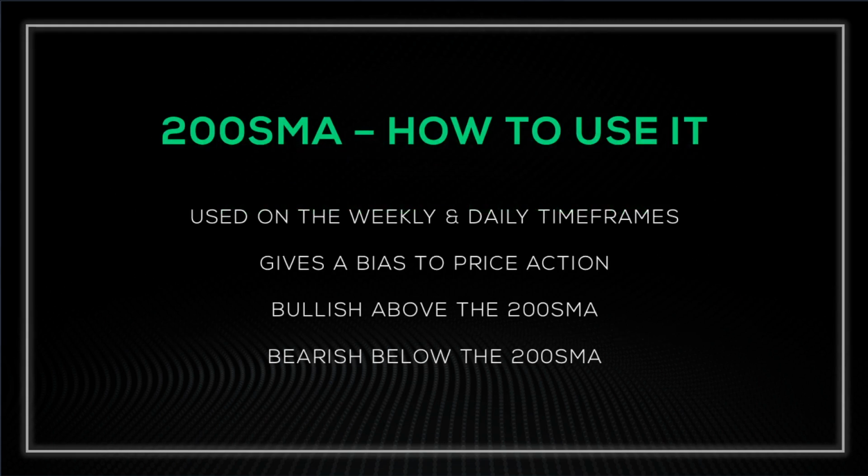The 200 simple moving average is best used on the weekly and daily time frames. It is used to give us a bias to price action. If price is trading above the 200 simple moving average, then price has a bullish bias and you would look for long opportunities. If price is trading below the 200 simple moving average, then price has a bearish bias and you would look for short opportunities. Let's look at some examples of the 200 simple moving average on the charts.